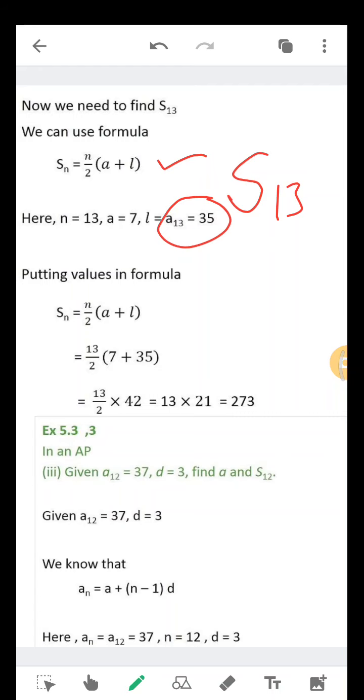Next question, a12 is given, d is 3. We have to find a and s12. So from what is given we will use an is equal to a plus n minus 1 into d. The 12th term is given, and we have to find the sum of those 12 terms only. So a12 becomes our last term, because we are finding the sum of those 12 terms only. So an is equal to a12, and we'll find the value of a from here.